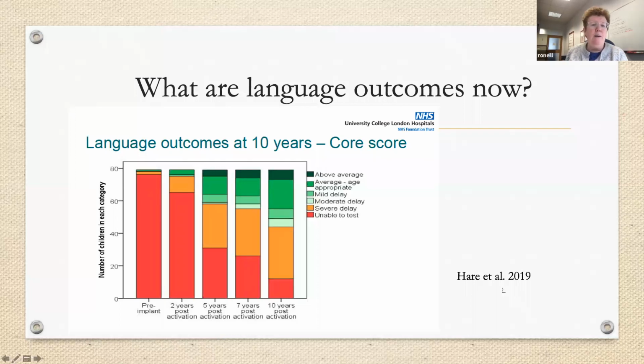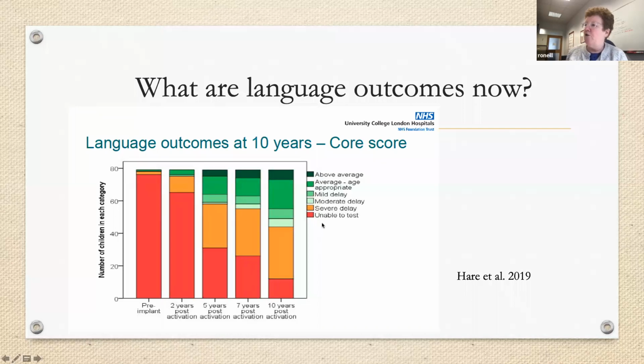So this diagram, I hope you can see it clearly enough, shows CI data and language outcomes. We're talking here about spoken language outcomes, and these are children who've had a cochlear implant. The first bar shows you there were nearly 80 children in this sample, before the implant, then 2 years after the implant was activated, 5 years after, 7 years after, and 10 years after. This is the same group of children over time, and this is quite good because it shows a large number of children from one area. Admittedly, it's an area with a lot of deprivation, but it's the same children over time.